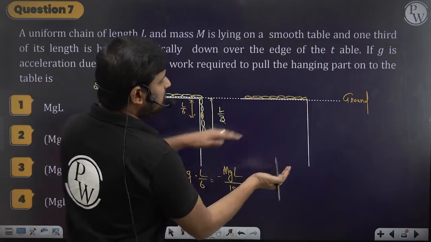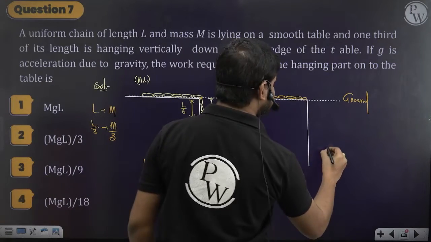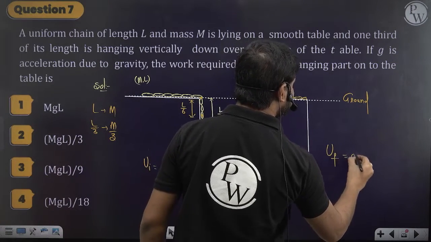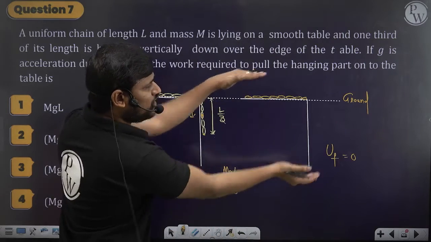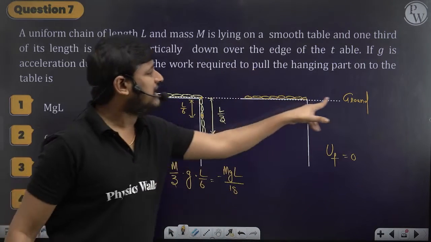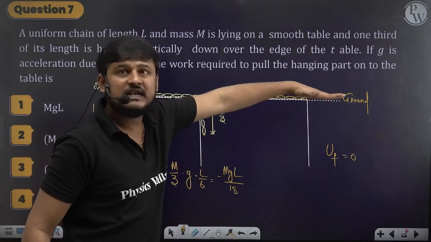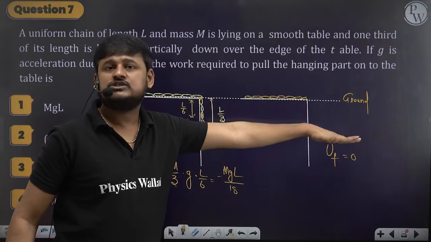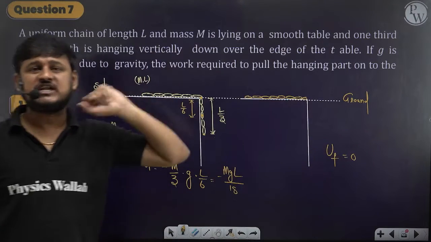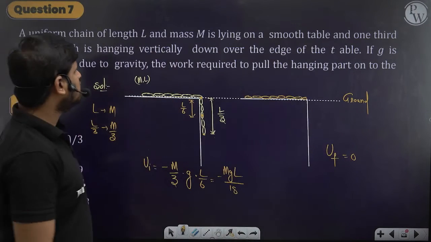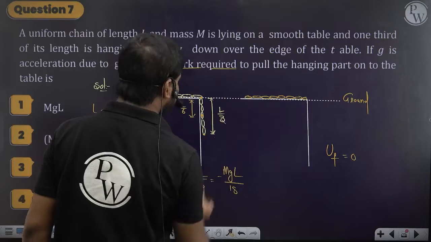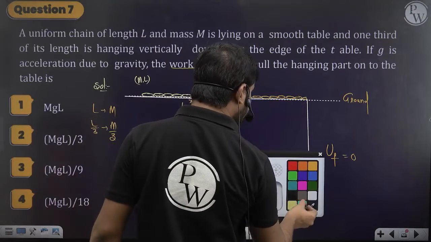When you completely pull it onto the ground, there is no height, so it is now completely on the ground. Therefore the final potential energy is 0. They are asking what the work done is. The work done is equal to the change in potential energy.